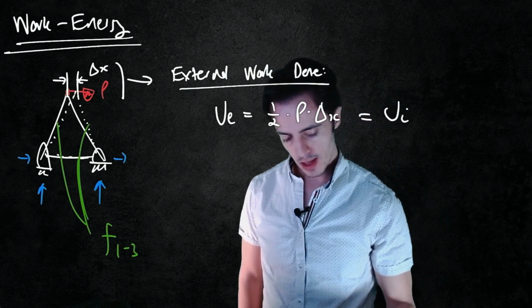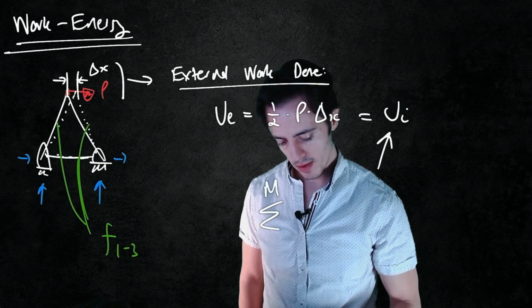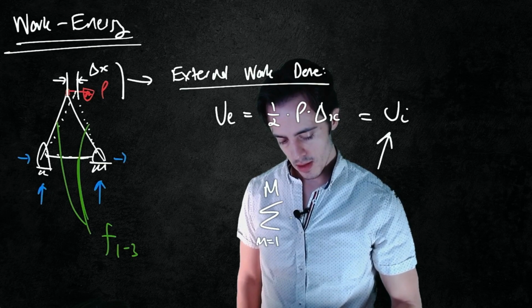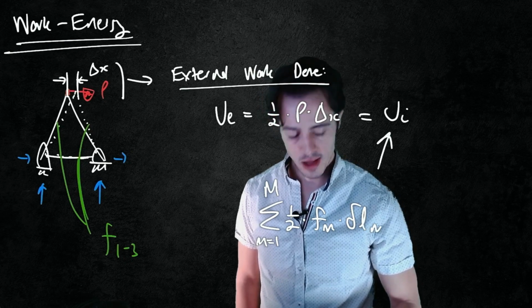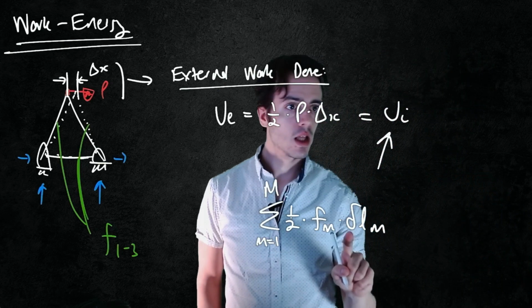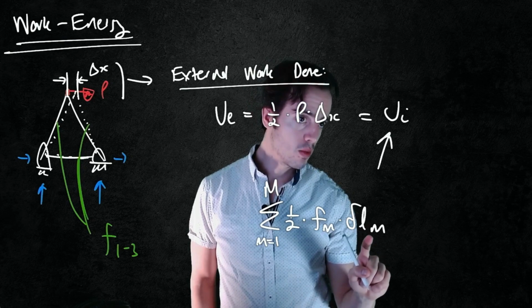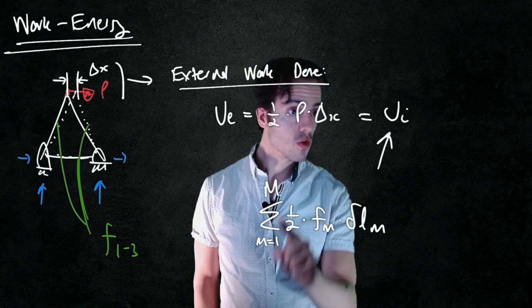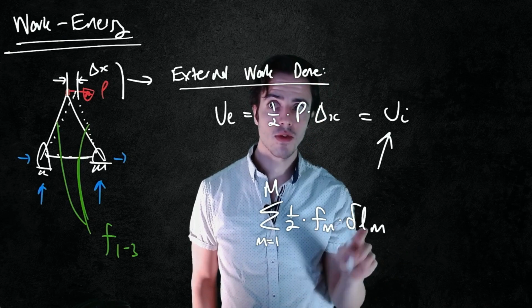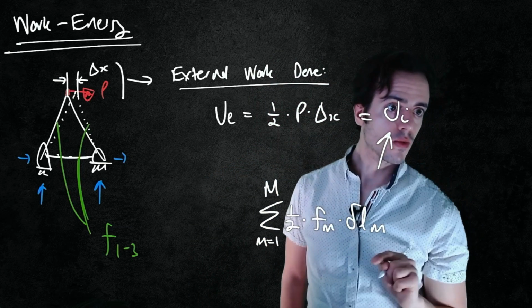The internal strain energy is going to be equal to, for M members, 1/2 multiplied by the force on each member multiplied by the change in length of each member. So we should be able to see that if we've got a tensile force that's a positive number, we're going to have an extension which is going to be a positive number. So this is always going to be a positive number. This here is always going to be a positive number as well.